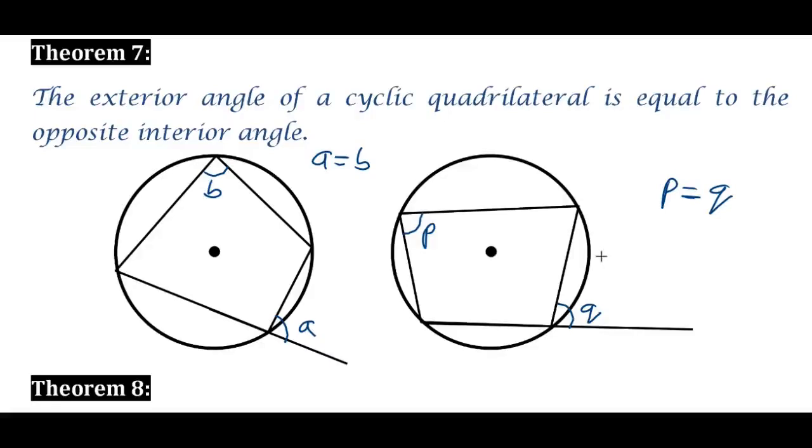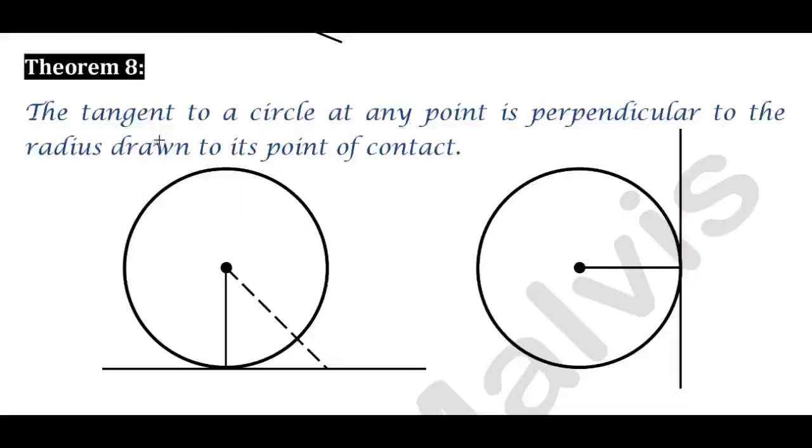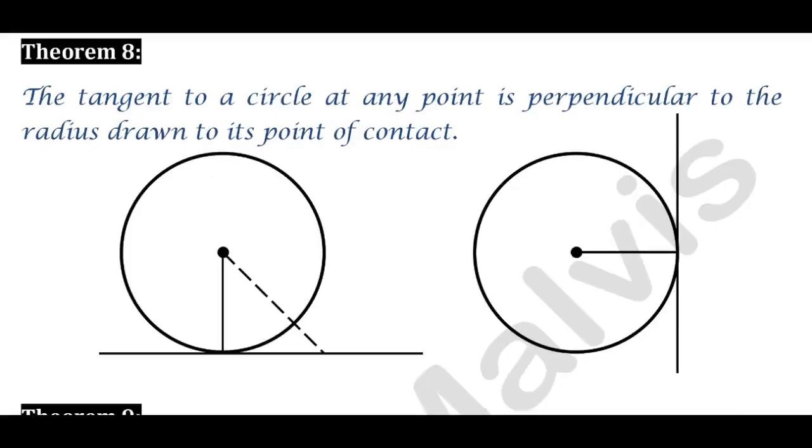So that is all about theorems. According to theorem 8, the tangent to a circle at any point is perpendicular to the radius drawn to its point of contact. Okay, so what is theorem 8 saying? Once you have a tangent, that is a straight line this way, and you have a circle, and you have a radius of a circle joining that tangent, the point of contact is always 90 degrees.